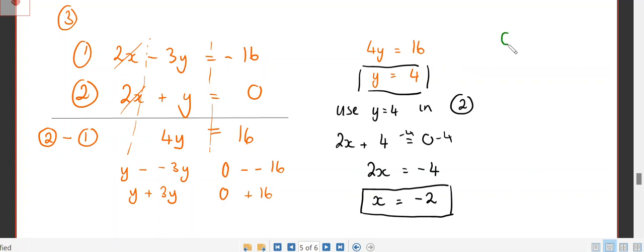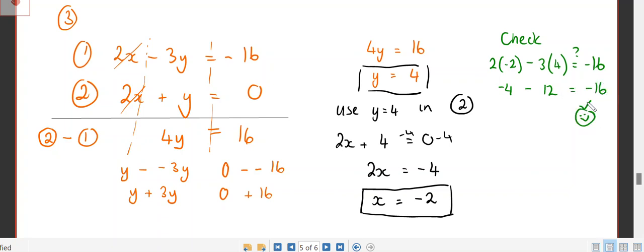So we should check. Now, whether you do this with pen and paper or mentally, because you're in an assessment, you're checking it. It'd be silly, really, to do all this work and not do a check and realize, oh, I got something wrong. So I'm just going to do my check. 2 times negative 2 minus 3 times 4 should equal negative 16. That's the question. I've got negative 4 minus 12 does equal negative 16. I am happy that those are the right answers.